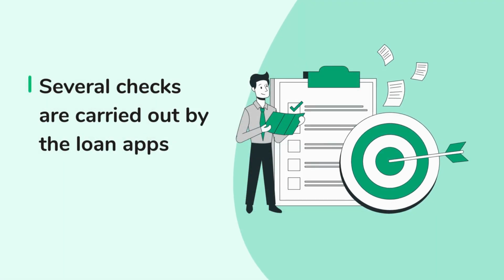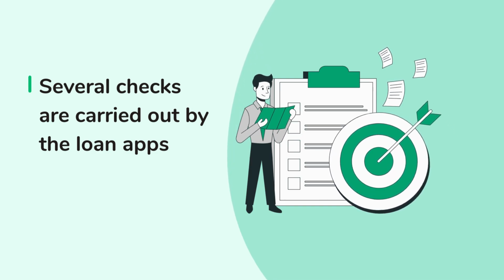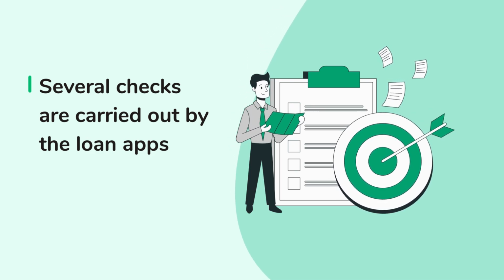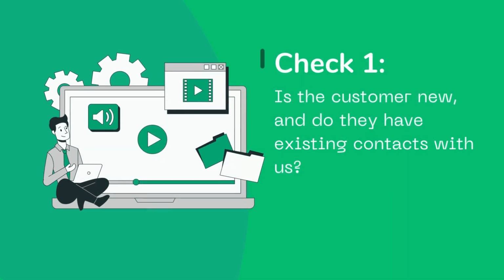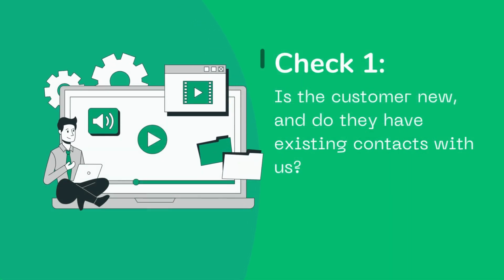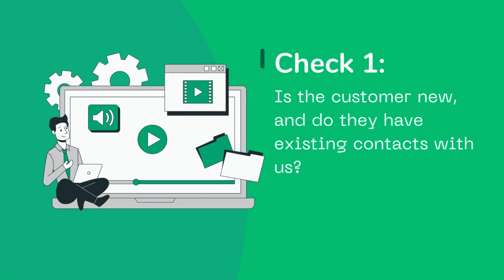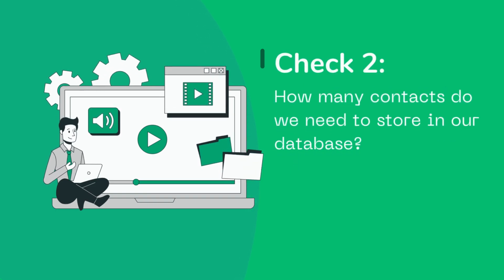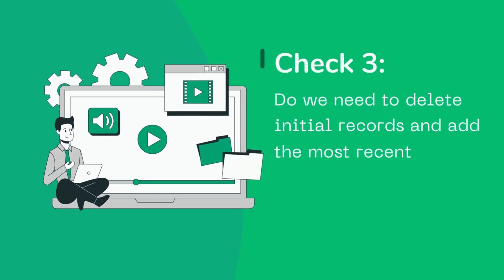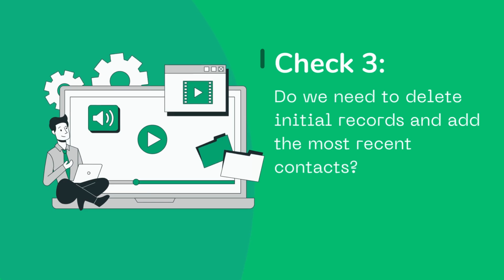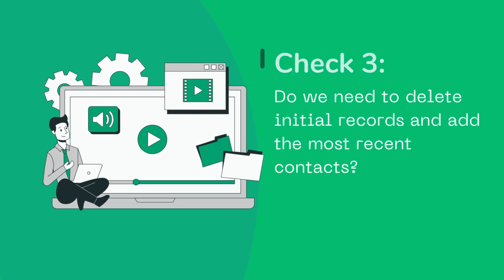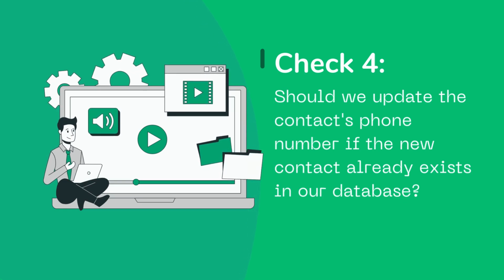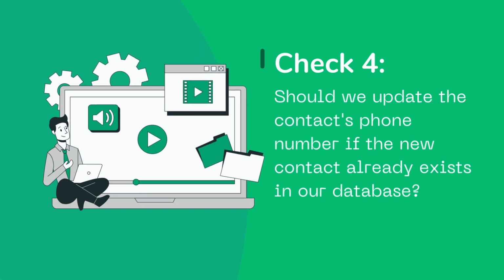Upon reaching the loan app server, several checks are carried out by the loan apps. Let me explain all the checks that will be carried out by the loan apps. The first check is: is the customer new, and do they have existing contacts with us? The second check is: how many contacts do we need to store in our database? The third check: do we need to delete the initial record and add the most recent contacts? The fourth check is: should we update the contact phone number if the new contact already exists in our database?